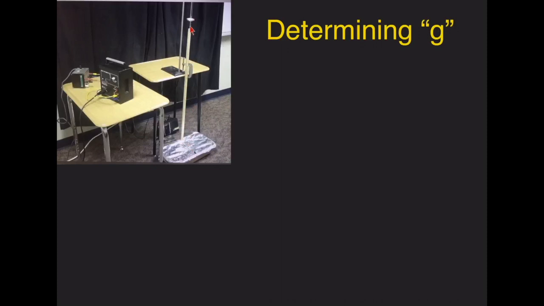So the distance that we're going to drop, we're going to measure also. I have this set up exactly 1 meter above the aluminum foil, so objects are going to drop down 1 meter.